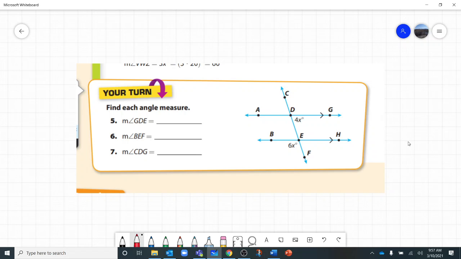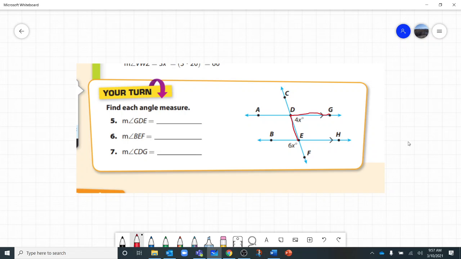All right, so just an example, we want to find angle GDE. So GDE is the 4x. I could kind of trace this out. So when we're naming angles, if you didn't know this already, we start at whatever the first letter is, G, go to the second letter, D, go to the third letter, E, GDE.